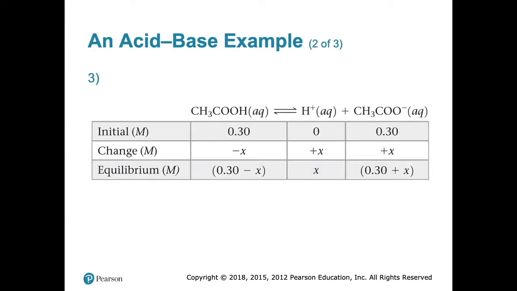So that changes our equilibrium equation just a little bit. We still have the same change: minus x, plus x, plus x. The equilibrium for the acetic acid will be the same, 0.3 minus x. The protons stay the same too, so it's just x. But now on the acetate ion side, it's going to be 0.3 plus x. So that is the difference in the ice table now.